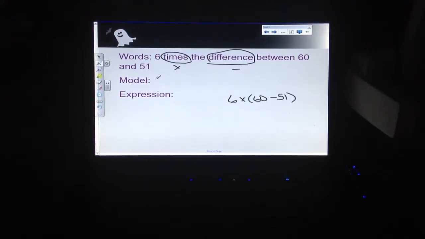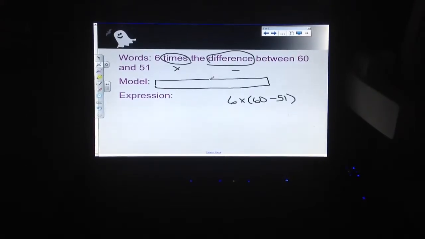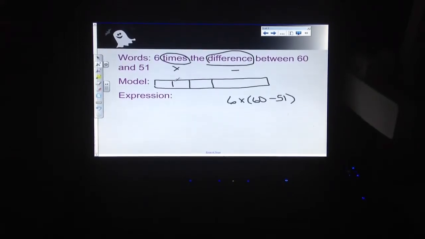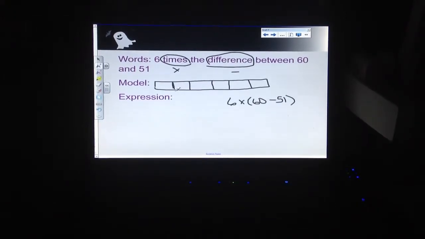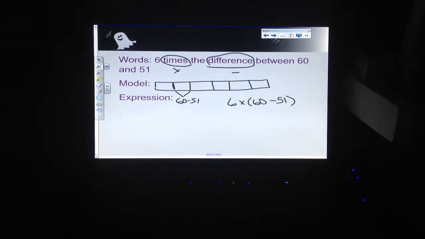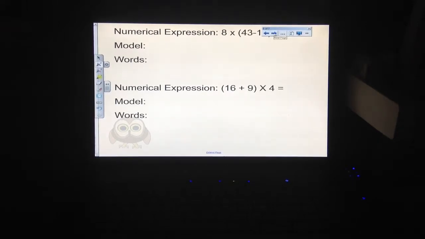Okay? The model, because I have 6 times, I want to have six bars. So I'm going to split this into 6 sections. And each of those sections will be 60 minus 51. I can label all of them or just label one because I know that they're equal.